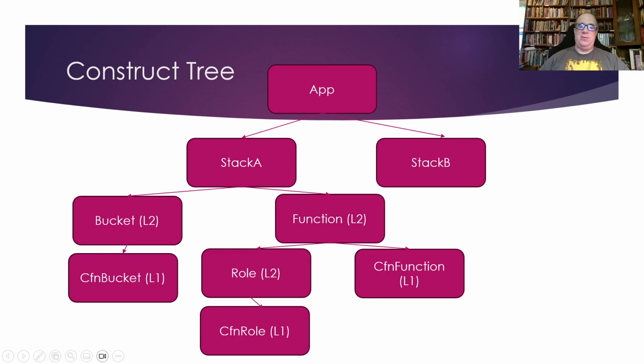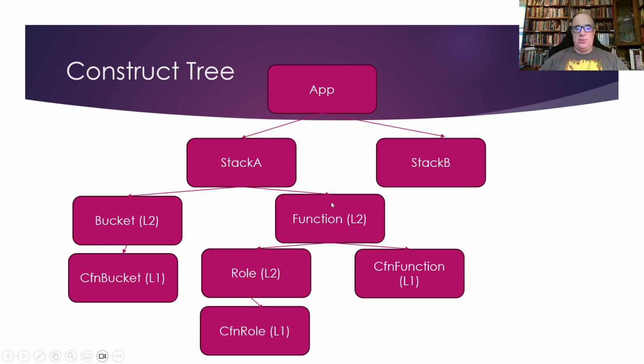And here I'm giving you just a little example of what a small construct tree might look like. It's got an app, and there are one or more stacks in it. Those stacks may have some constructs, either L1, L2, or L3. In this case, you see we have an L2 bucket, which has a CFN bucket, which is an L1 construct. This is the construct that actually creates the JSON in the template.json file for your stack.